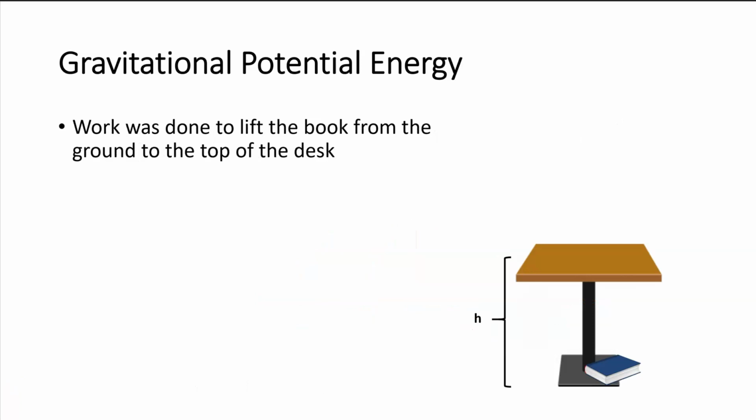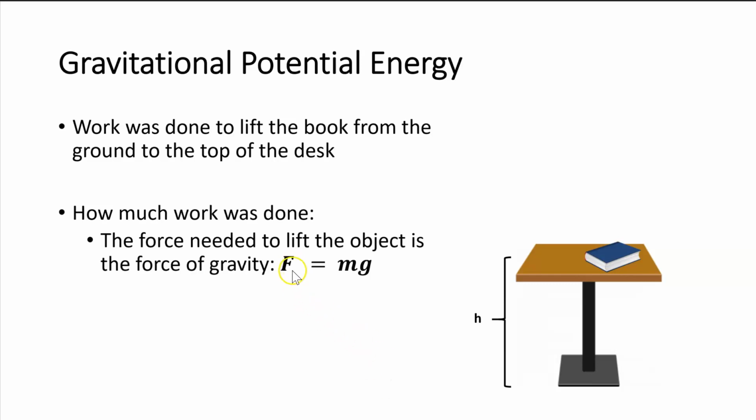Let's look at an example of this. Let's say that work was done to lift the book from the ground to the top of the desk. So we're doing work, we lift the book from the ground to the top of the desk. Exactly how much work was done? Well, we would have needed a force that was equal to the gravitational force. Force is mass times acceleration, so the gravitational force is mass times gravitational acceleration, m times g. And we use that force to move the book over a certain distance. How much distance? We move the book a distance of whatever the height is of the desk.